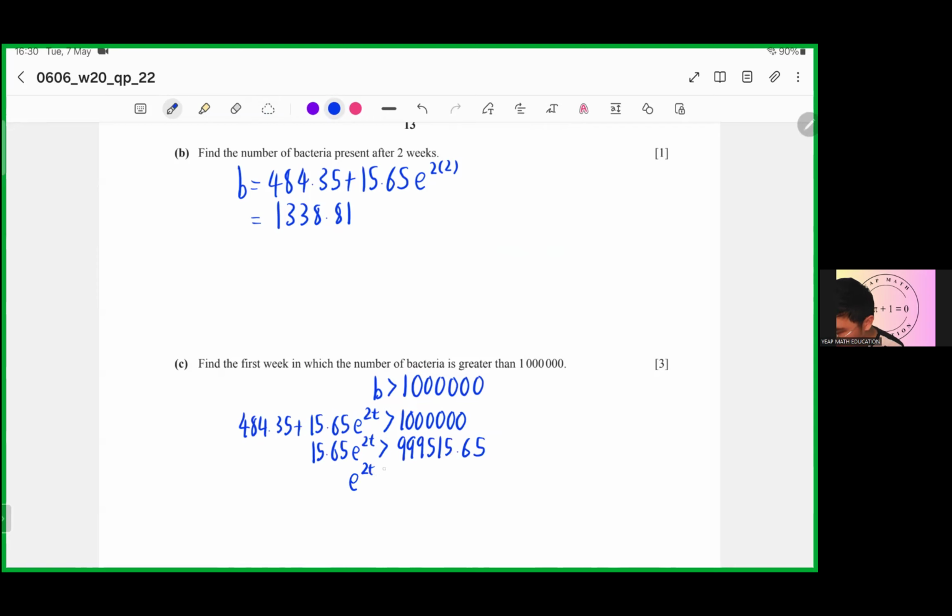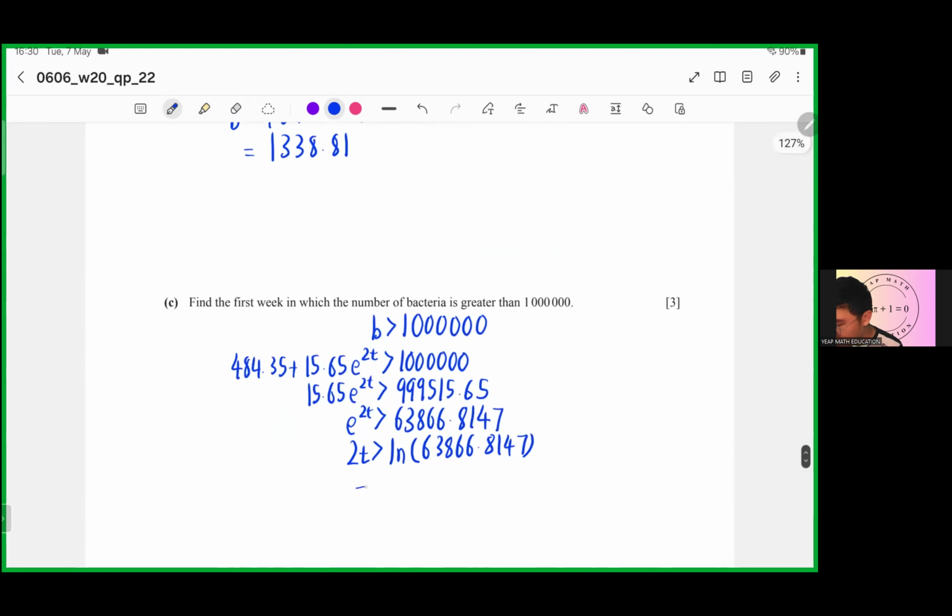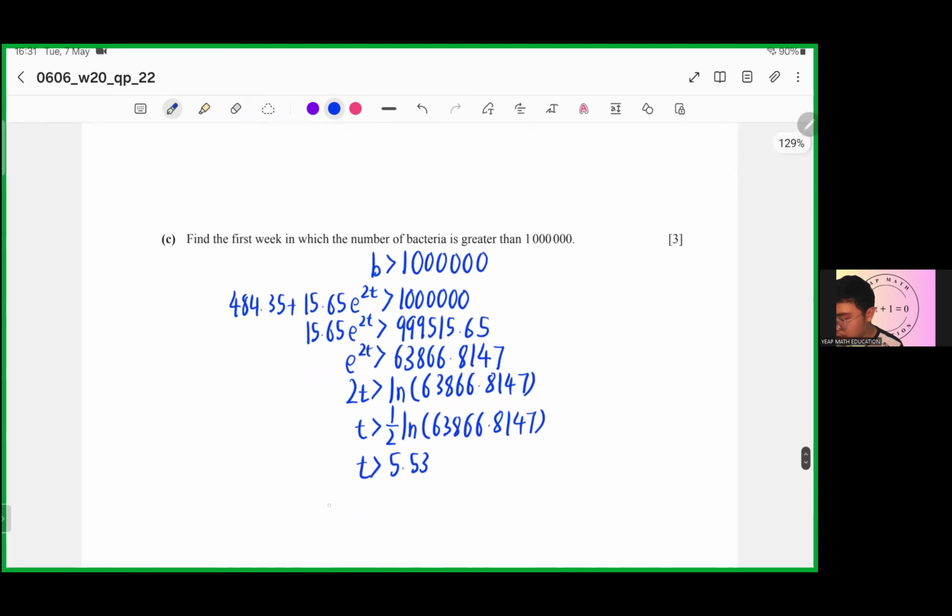And also we divide, and get 63866.8147, and then we can take ln of 63866.8147, and then divide it by 2. We get 5.53. It means t equals 6 weeks.